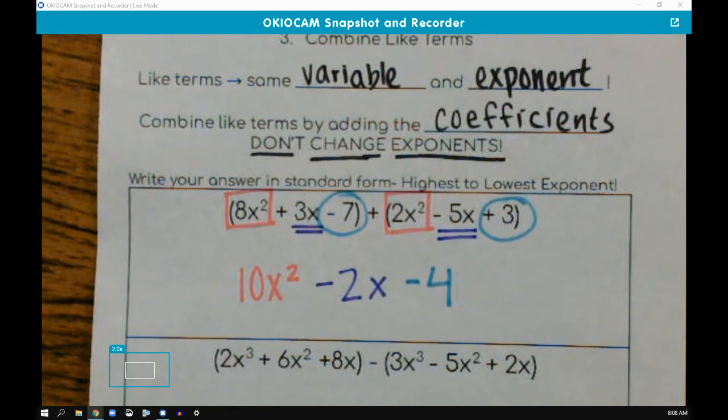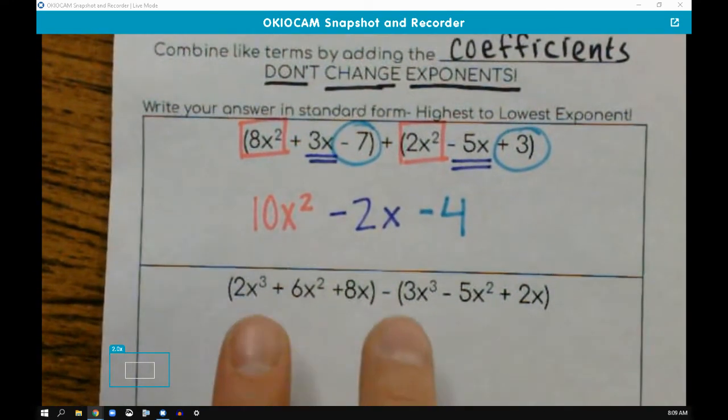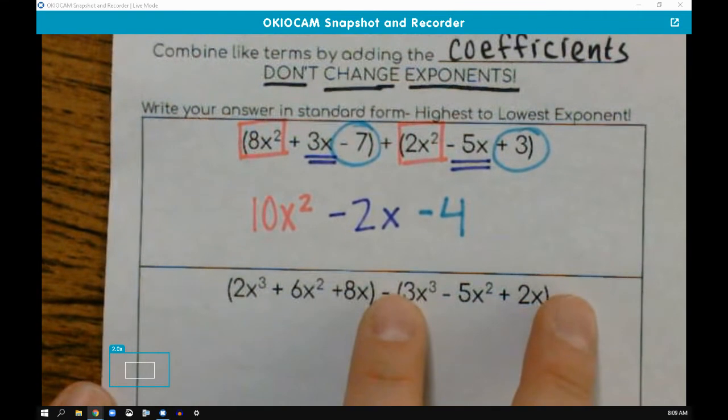Okay. Any questions on that problem? Okay. We'll move on to our next one then. So the next one is a subtraction problem. And how you know is you literally just look, there's a subtraction sign. So we're doing this minus all of that.